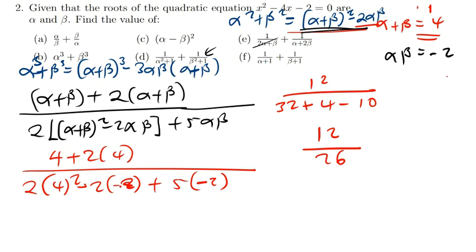So I can now reduce this. 2 here, 2 here 6, 2 here 13. So 6 over 13 is my answer. Yeah, 6 over 13 is my answer for that question.